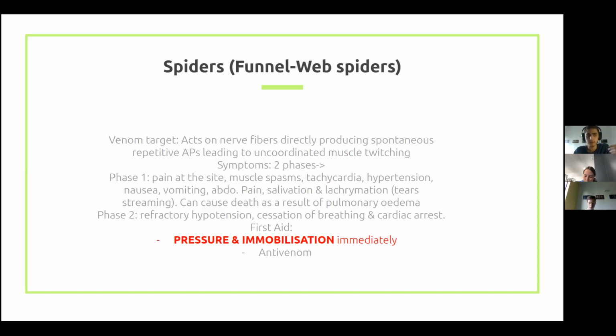Phase two is the after effects. You can get hypotension, not hypertension. So in phase one you get hypertension, which is high, and then you can get low, so hypotension. Then you get cessation of breathing, which is where you stop breathing, and then cardiac arrest. So it's pretty bad, just be aware. You've got to act quickly: pressure immobilization as fast as possible, and then antivenom.